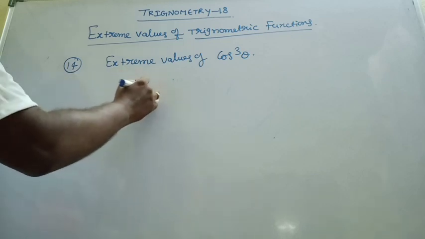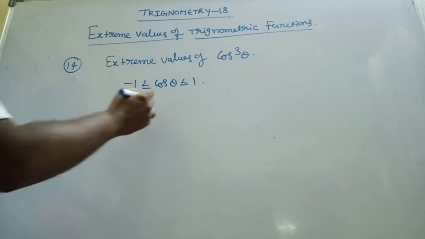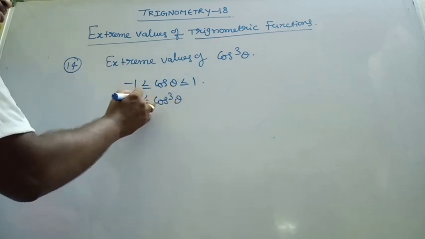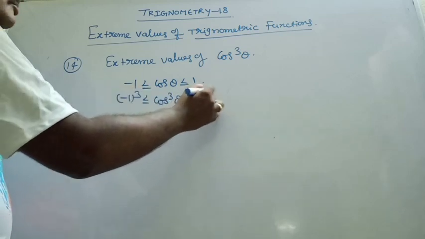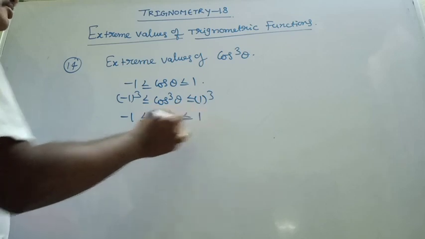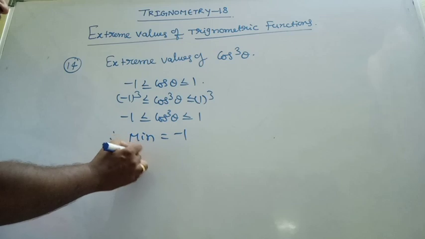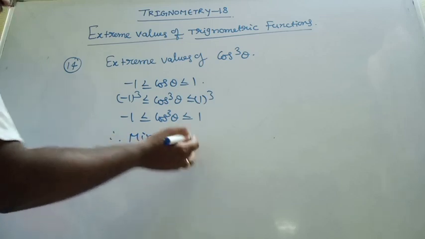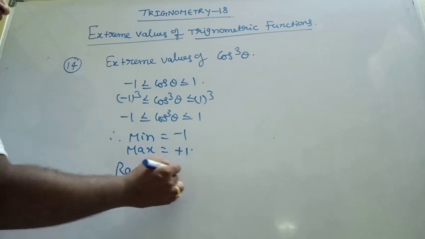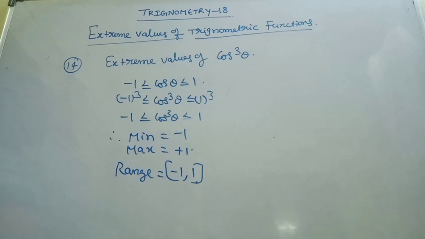Even for cos theta, it lies between -1 and 1. When you do cubing on both sides, what will you get? -1 cubed, and this is 1 cubed. That is, -1 is less than or equal to cos cube theta, which is less than or equal to 1. Therefore, the minimum value is -1 and the maximum value is +1. Therefore, the range is nothing but -1 to 1.